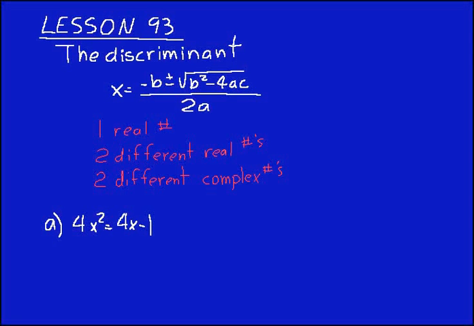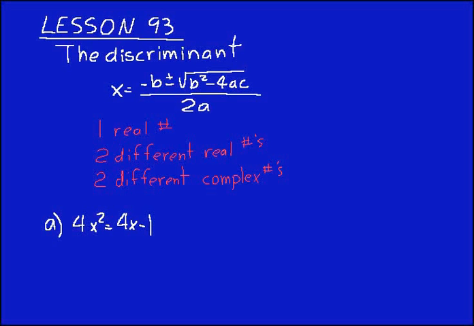And so what I want you to do with this practice problem is just look at the discriminant and tell me what type of solution we'll get. Will it be one real number, two different real numbers, or two different complex numbers? Don't solve this, just substitute into the square root of b squared minus 4ac. And so let's go ahead and do that.